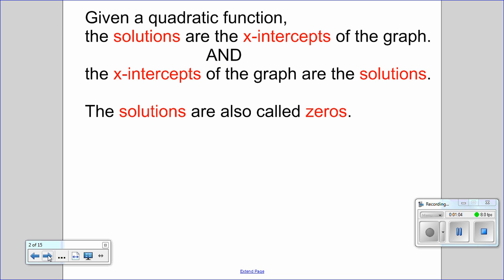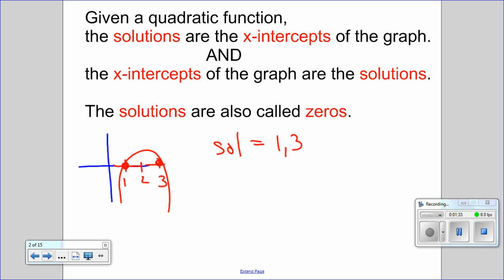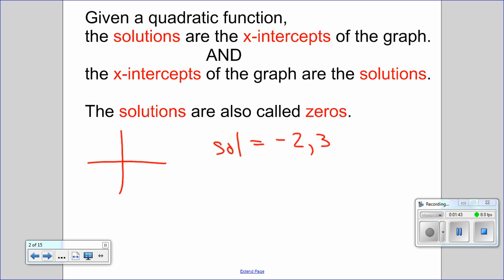All right, so here's the first thing you got to know. If I have a quadratic function, the solutions are the x-intercepts. The x-intercepts are the solutions. So if I give you a graph, and you know that it has x-intercepts of 1 and let's say 3, and it doesn't matter if it opens up or down. Let's say it opens down. Then you know that the solutions are 1 and 3. And vice versa. If I tell you the solutions are -2 and 3, then you know that the x-intercepts are -2 and 3. It's kind of a big deal.